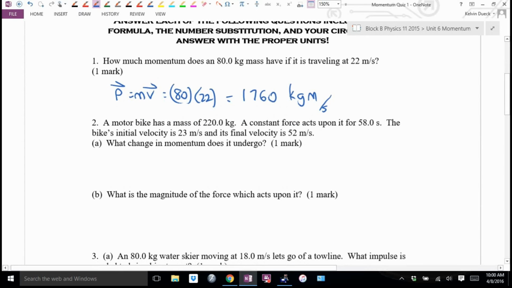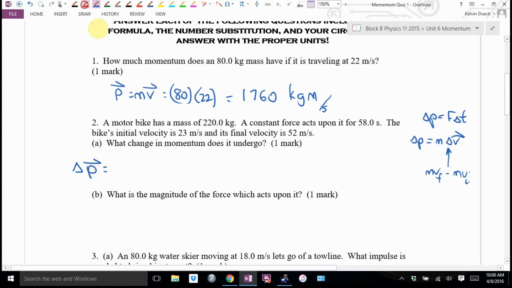Number 2, what change in momentum? What's another word for change in momentum? Impulse. Okay. Change in momentum or impulse is going to be, well, there's a few ways. I can either find this by going change in momentum is force times time, or I can go change in momentum is m delta v, which I've written as mv final minus mv initial. Let's see.